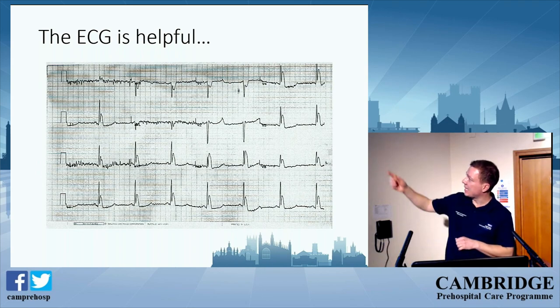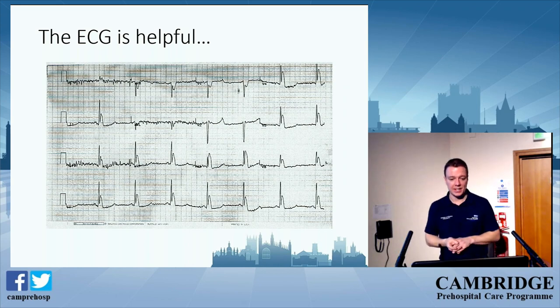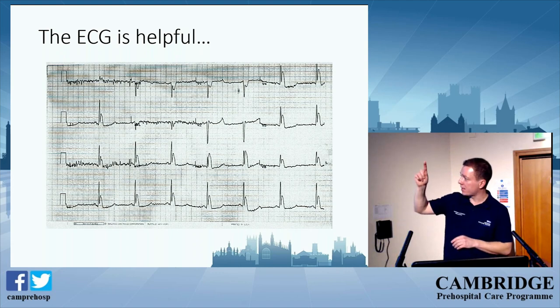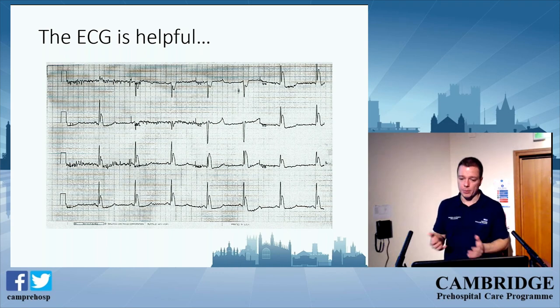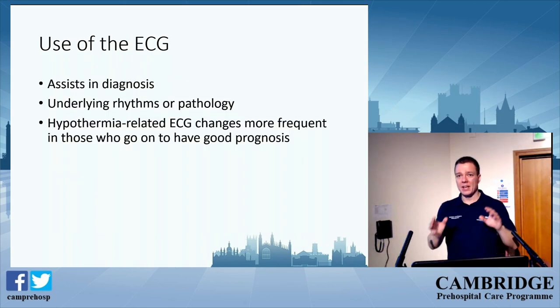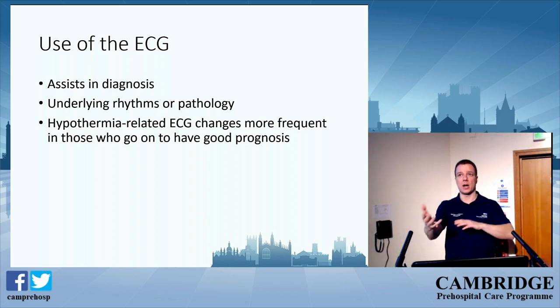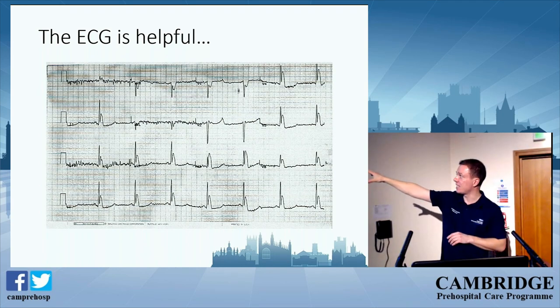So eagle-eyed people will be able to see that that looks like a funny QRS complex. The little upstroke, the little hump after the spike of the QRS complex is a J wave or an Osborne wave. And they occur in hypothermia and they're almost exclusively related to hypothermia. So it's helpful in terms of, has this patient got an underlying issue? So is there an MI on the ECG? And just be careful not to mistake that for ST elevation.